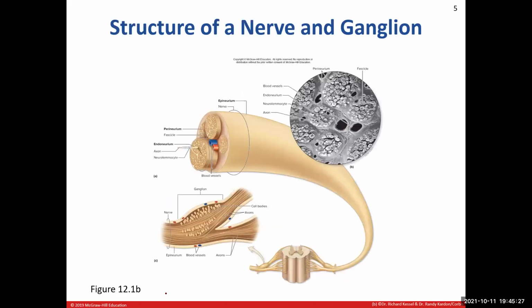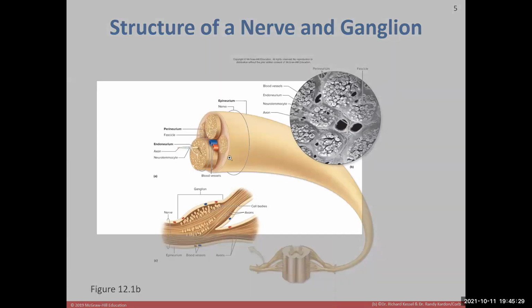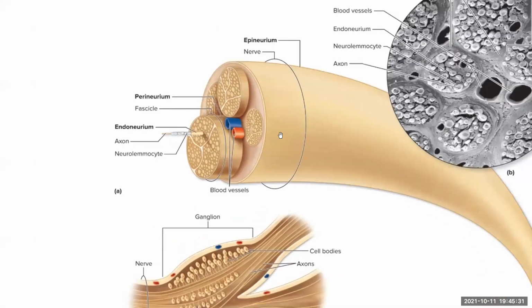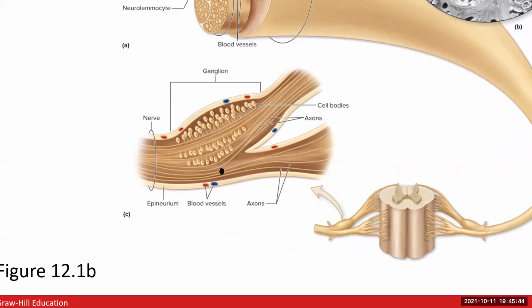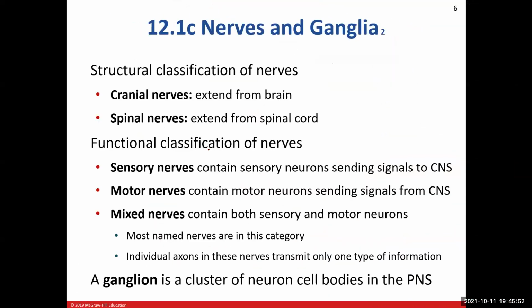Here's that picture that I showed you earlier. Here's our epineurium, and then our perineurium around the different fascicles. Then you have your endoneurium covering each individual axon. Down in here is our ganglion, which is the clustering of those cell bodies in the peripheral nervous system.